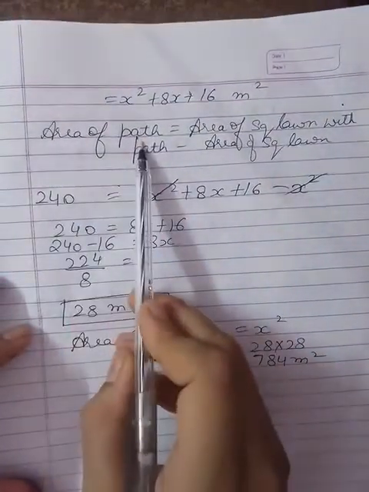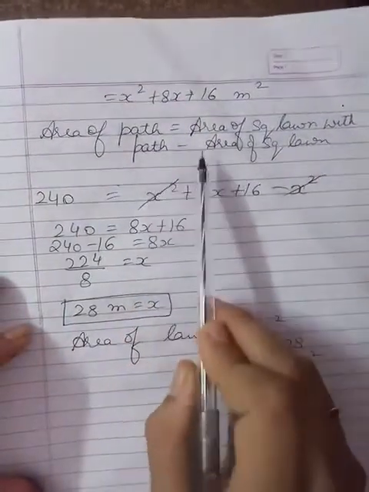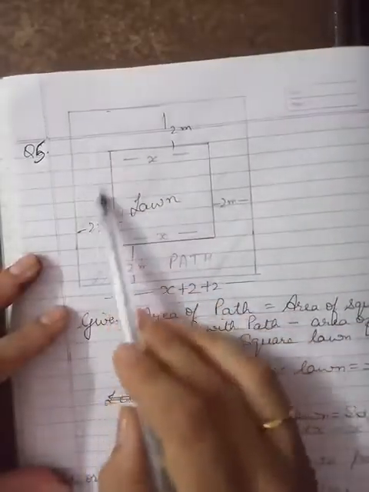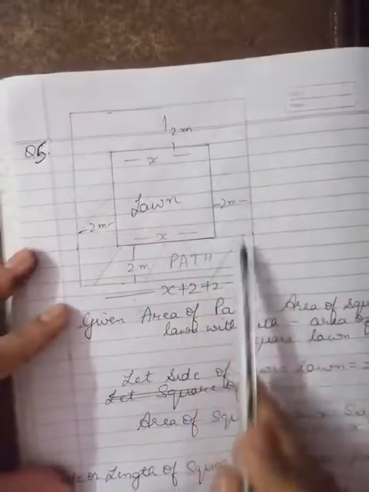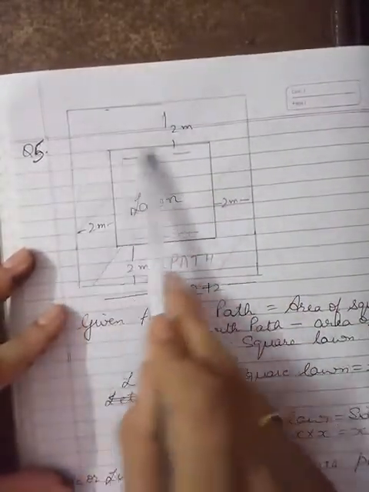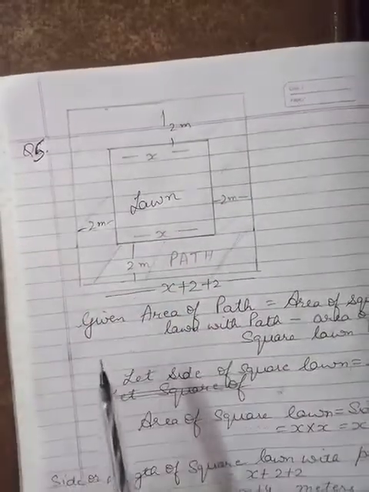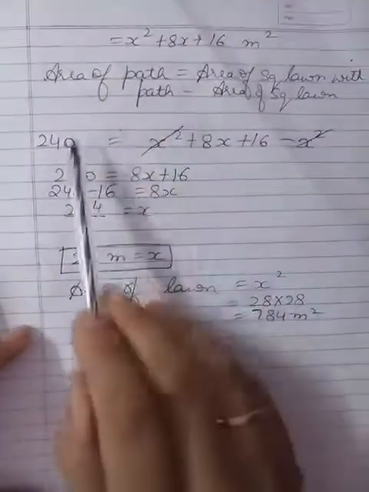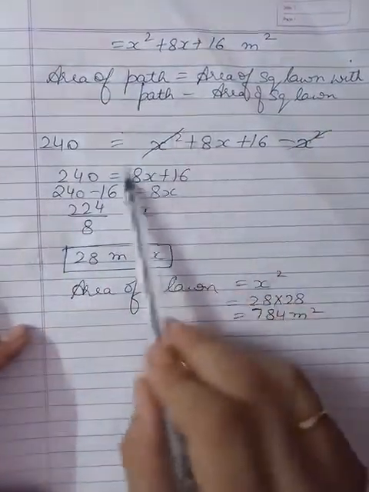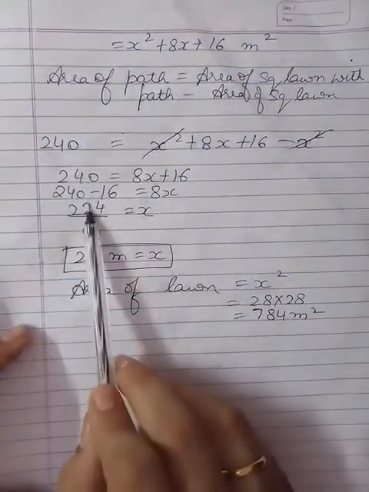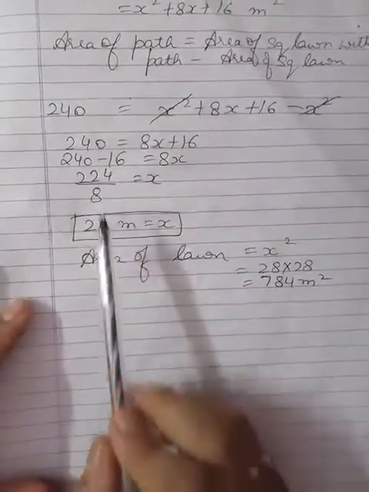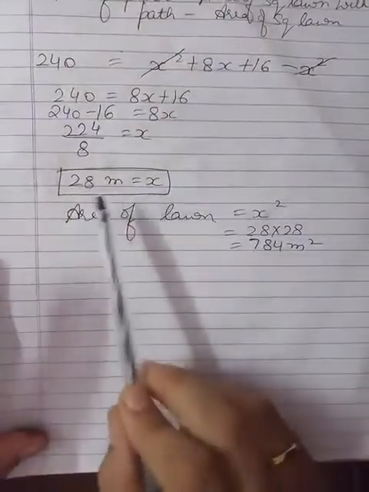Now the area of the path will be the area of the square lawn with path minus the area of the square lawn. To find this area of the shaded region, what we will do: area of the full figure minus area of the lawn, that is area of the lawn with path minus area of the lawn. Now replace the value. All areas we have already found. This is given in the question, 240, x square cut. This 16 will shift to the other side. After subtracting we got the answer 224 and then divided by 8 you get the answer x is 28.